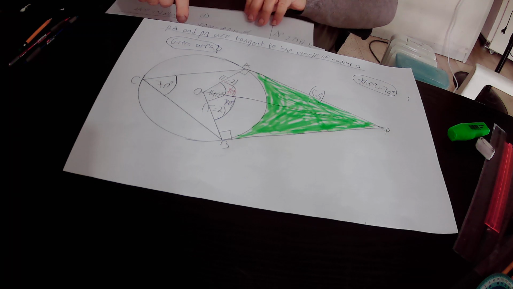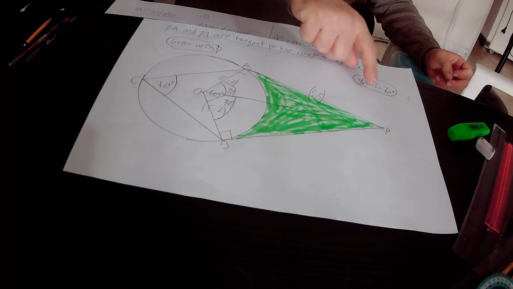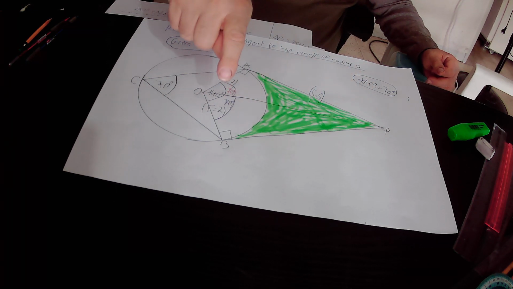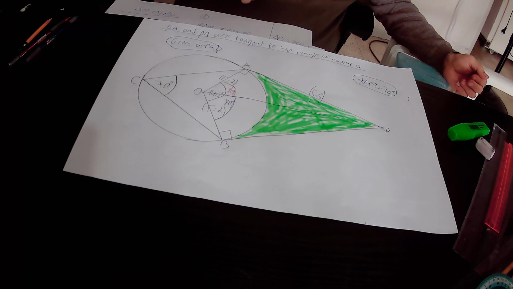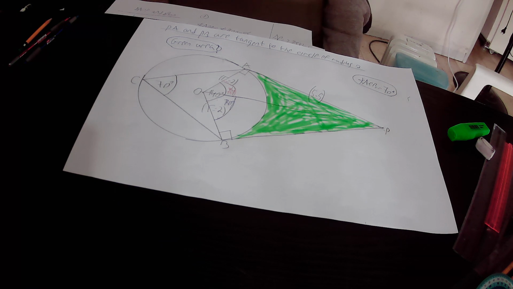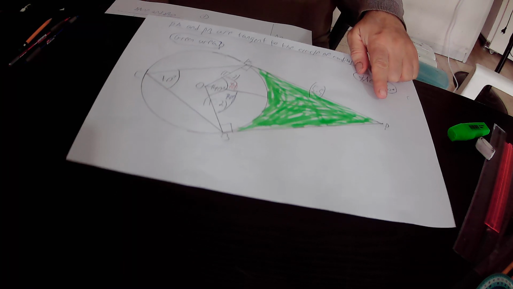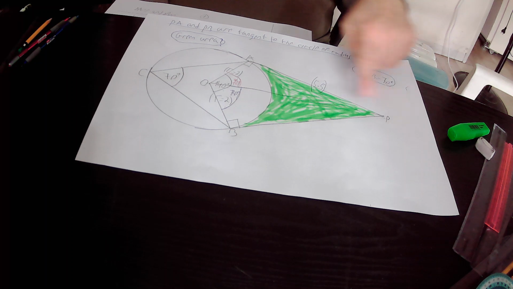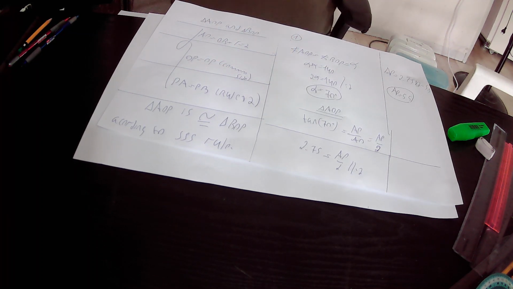And finally, side PA of the right upper triangle APO equals side PB of the right lower triangle BOP, according to rule 2. Rule 2 states that the lengths of two tangents from a common extreme point to a circle are equal. That is to say, from the common extreme point P we have two tangents to the circle, tangent PA and tangent PB, and according to rule 2, they are equal to each other. That is, PA equals PB.